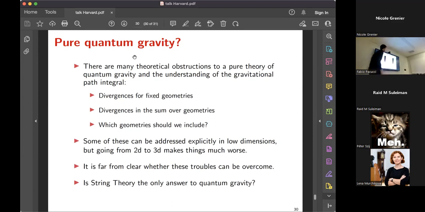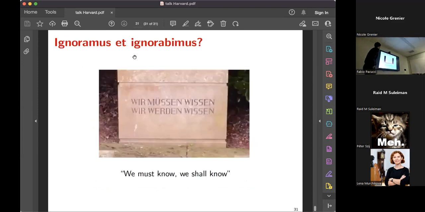Since I'm German, I thought I needed to include a German quote in the end. There's this famous Latin saying that we don't know and we will never know. But there's a very famous retort by David Hilbert, who said when he retired that we must know and we shall know. It's actually inscribed on his grave. You can see it in Göttingen. And with that, I hope that we can make progress in the next couple of years. Thank you.